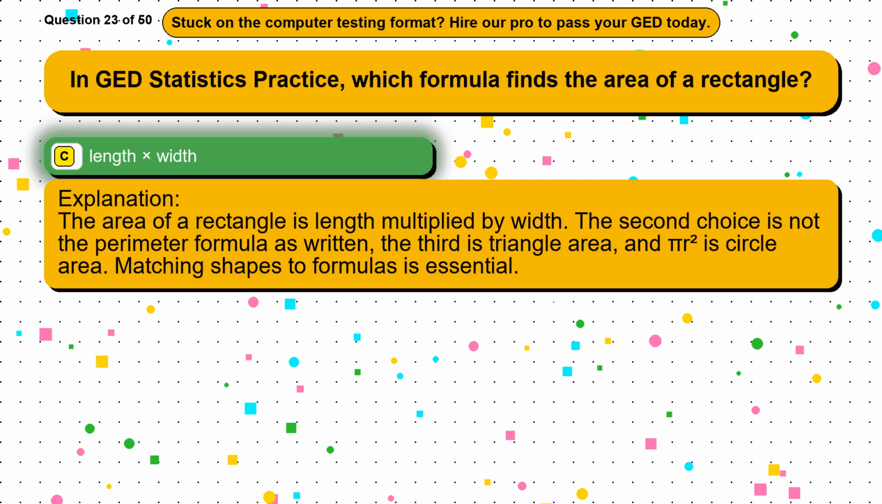The area of a rectangle is length multiplied by width. The second choice is not the perimeter formula as written, the first is triangle area, and pi r squared is circle area. Matching shapes to formulas is essential.